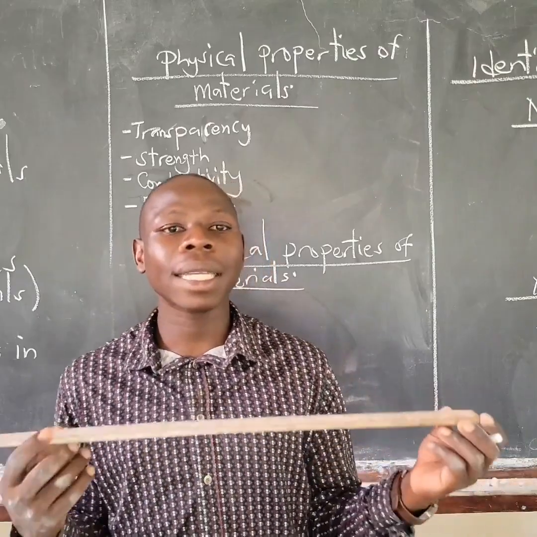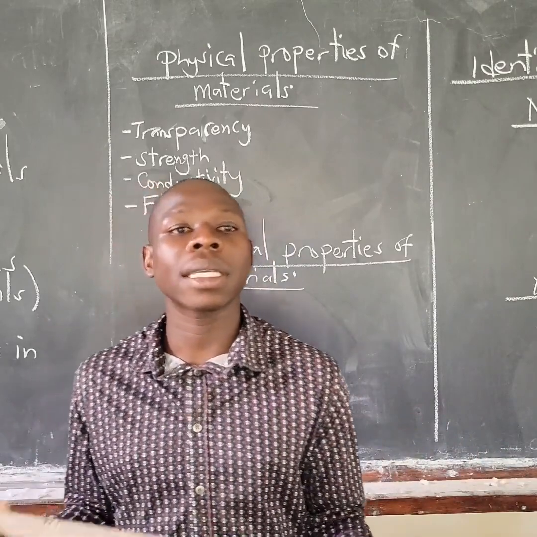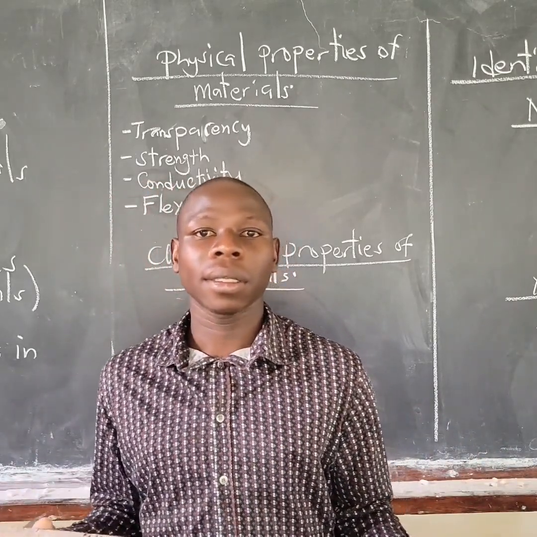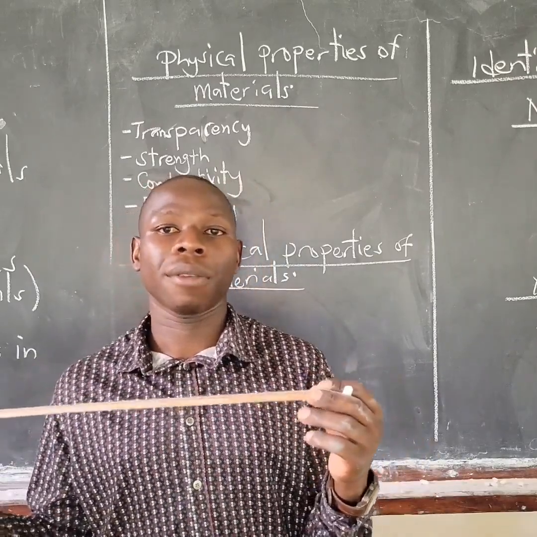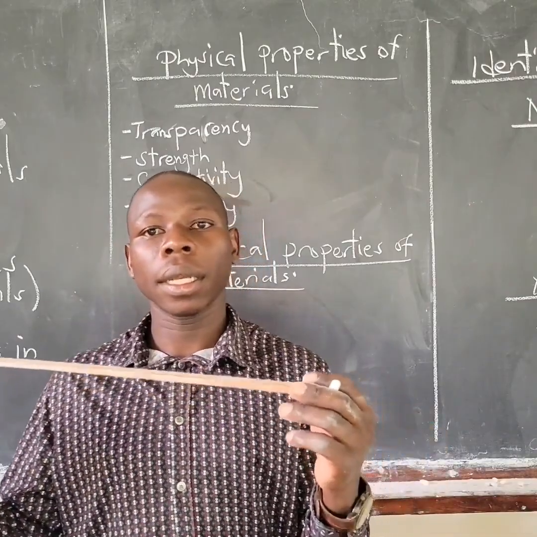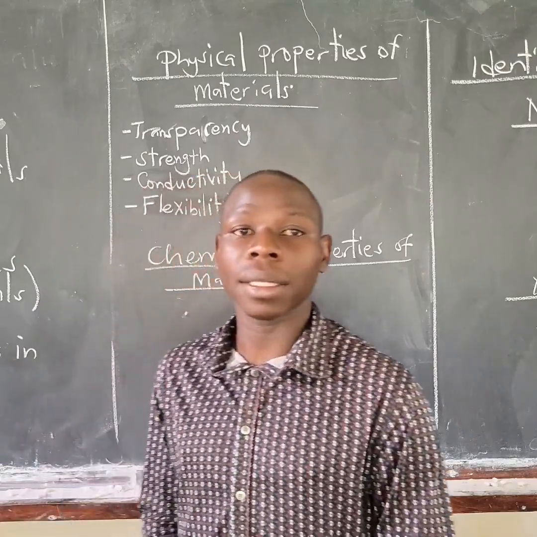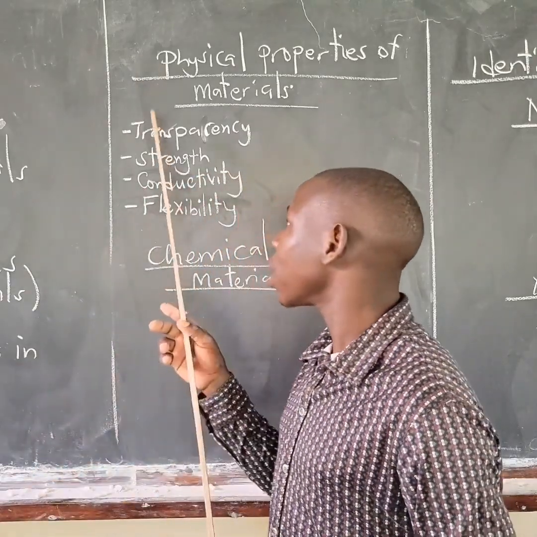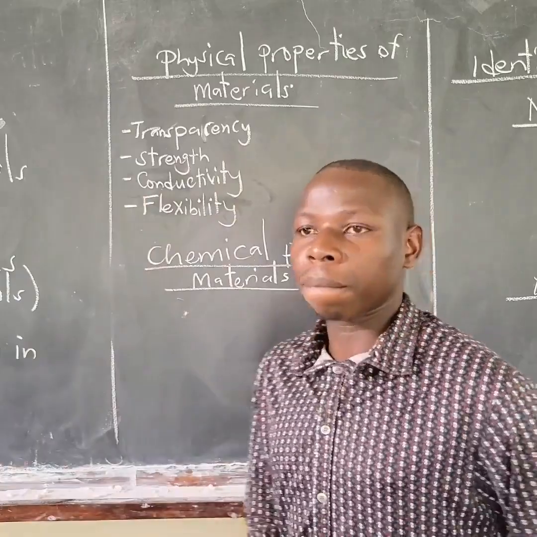You find that the plastic cup, to a small extent, can hold some weight. Likewise, the glass. But the strongest among all is the iron nail, followed by the plastic meter rule, then the plastic cup, and glass comes last. Meaning, glass is not strong. Then you go to conductivity.